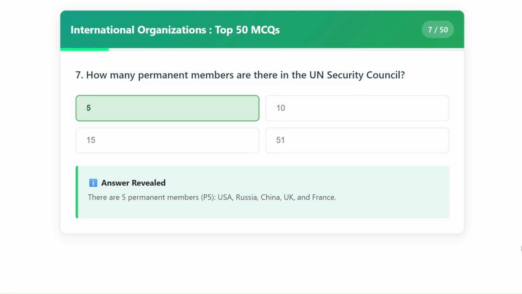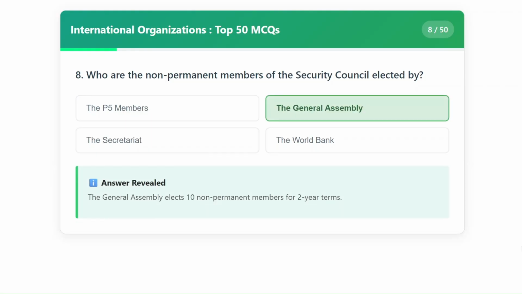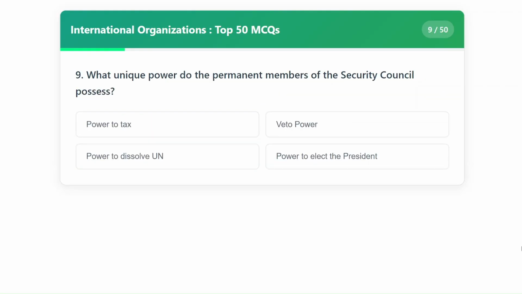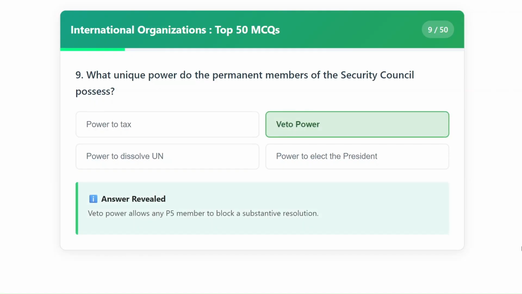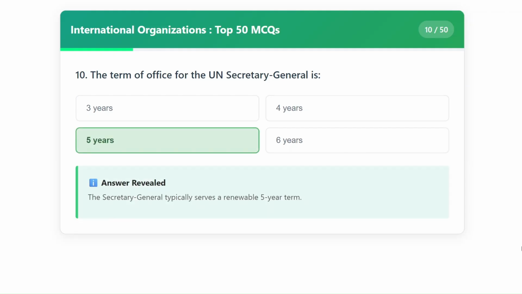How many permanent members are there in the UN Security Council? 5. Who are the non permanent members of the Security Council elected by? The General Assembly. What unique power do the permanent members of the Security Council possess? Veto power. The term of office for the UN Secretary General is 5 years.